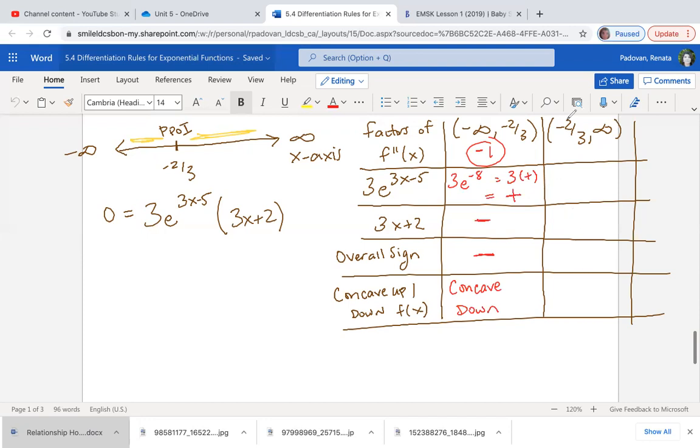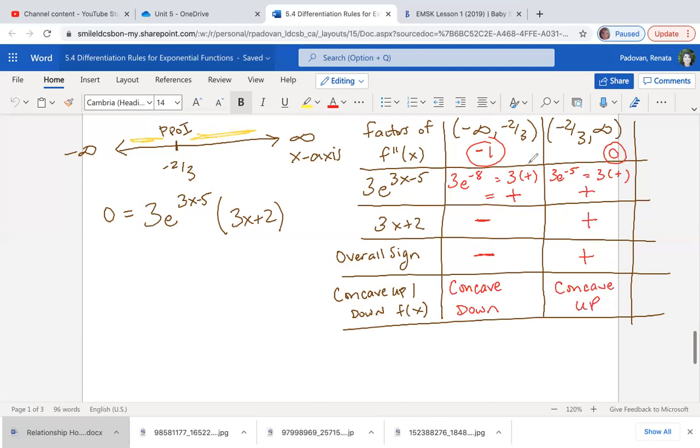Okay. Again, this is negative. So if I picked a value of 0 or 1, that would work. So again, if it was 0, it would be 3 multiplied by e to the exponent negative 5, which is again 3 multiplied by a positive. So the result would be positive. This is 0, so 0 plus 2 is positive. Multiplying those together is positive. So then my result here would be I'm changing to concave up.